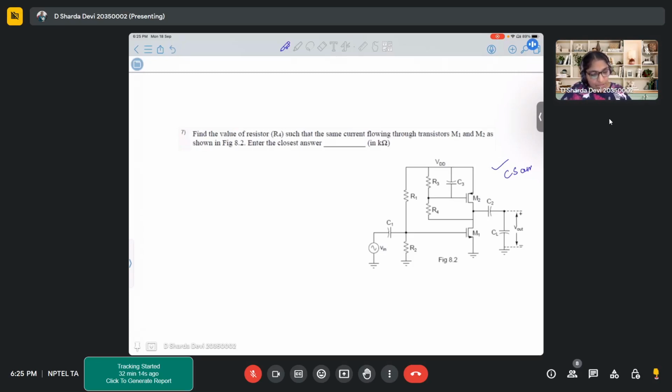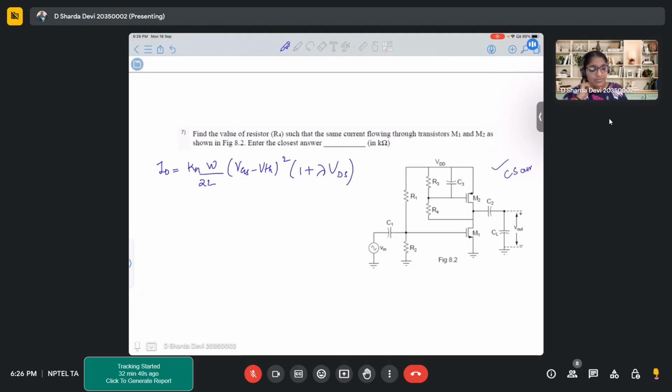So in this particular question, we have to find the resistor R4 such that the same current flows through the transistor N1 and N2, which is shown in this particular figure. So we know the current equation is W by 2L, VGS minus VTH whole square, 1 plus lambda VDS, for NMOS. And similarly, we can write it for PMOS.